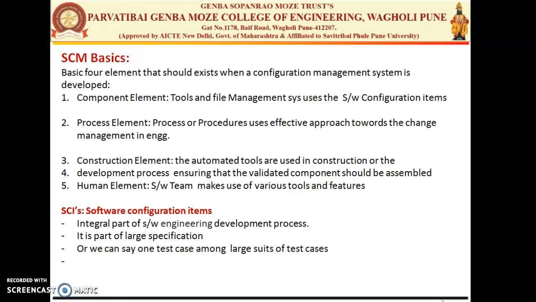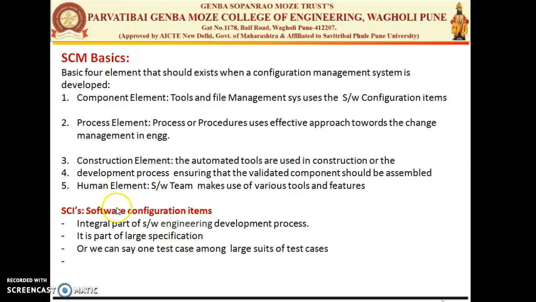Third one is the construction element. That means whether automated tools are used in the construction or not. So that we need to think about. Fourth one is the development process, that ensures that valid components are assembled. So that will eliminate your hardware failure. That needs to be managed while you are working with configuration management. And the last one is human elements, that is your software team, your stakeholders, the different tools and features that we are making use of or developing. So that needs to be thought about when you are managing the configuration management of the system.